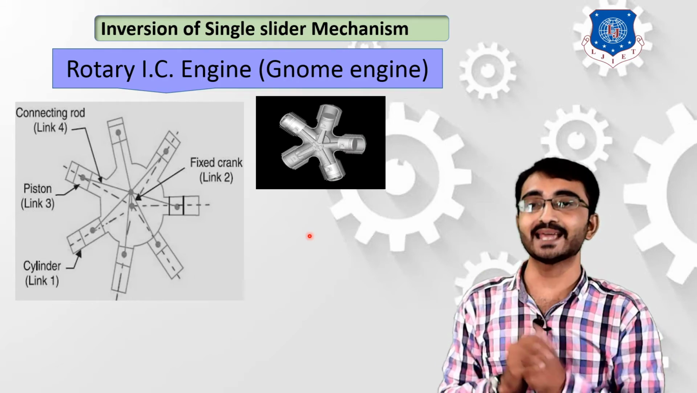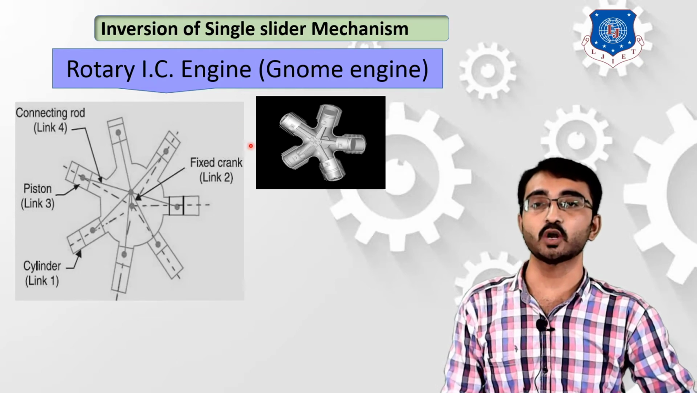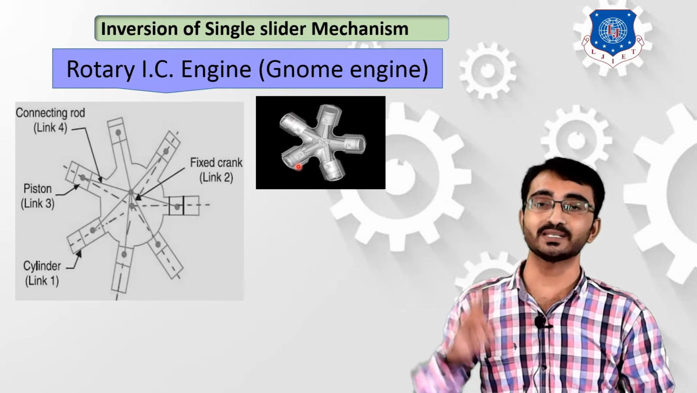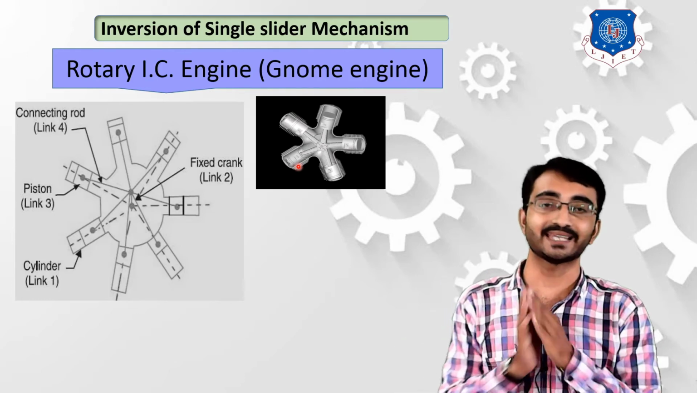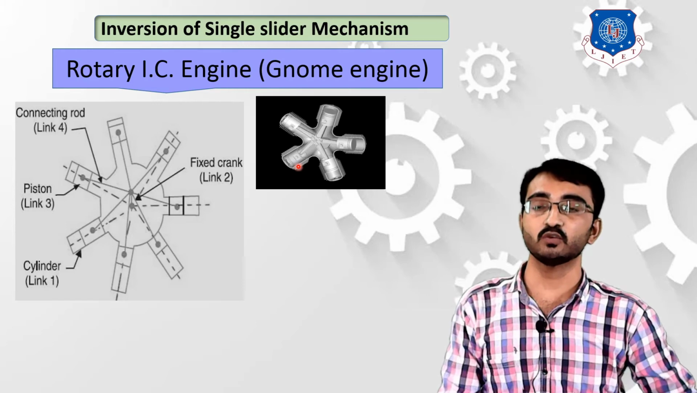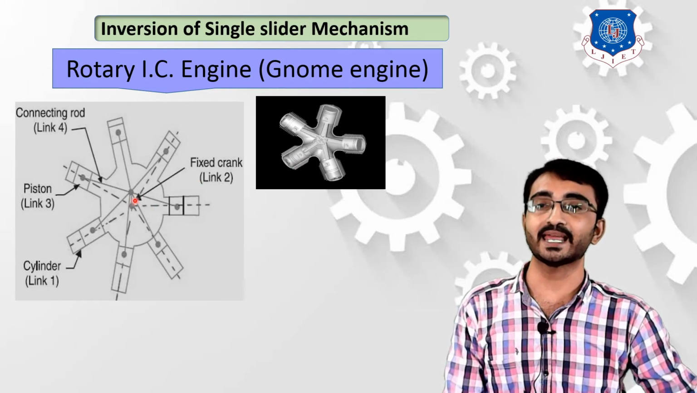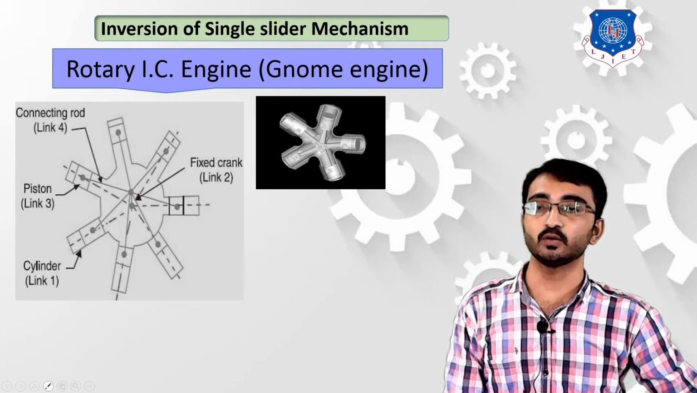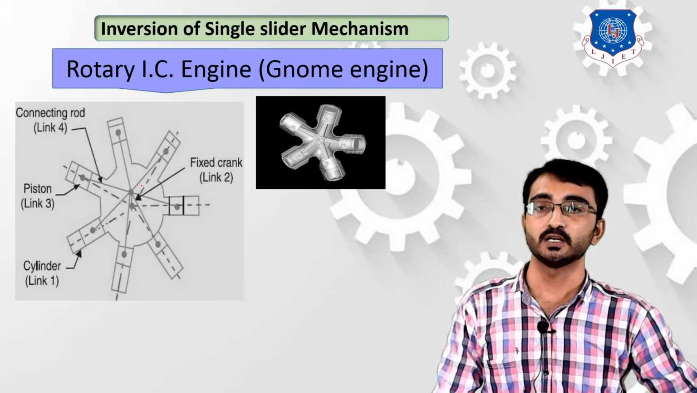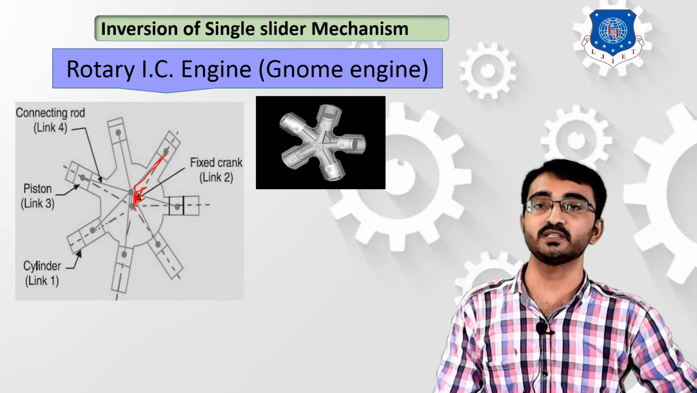But in a rotary IC engine, the cylinders are not fixed; they rotate. If you fix your crank, that is the second inversion. In the second inversion, we are fixing our crank component. So what will happen if you fix this crank component? Let's consider over here: this crank component is fixed, and this crank is connected with this connecting rod.